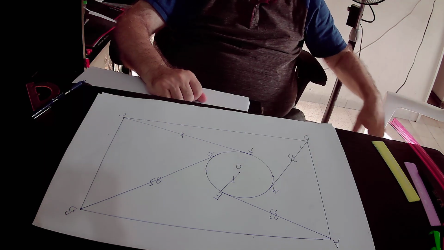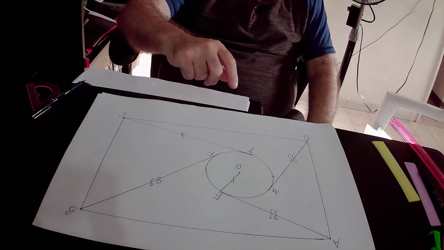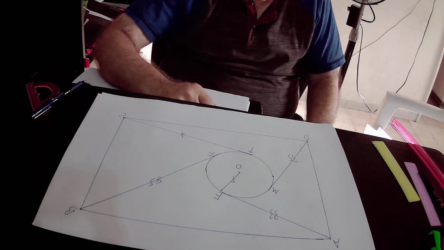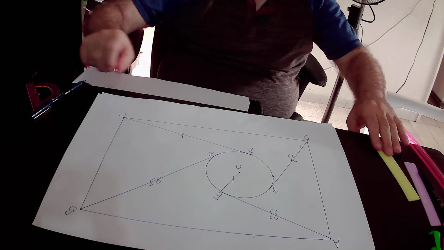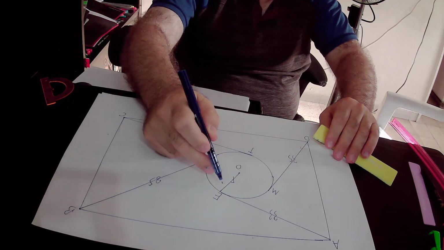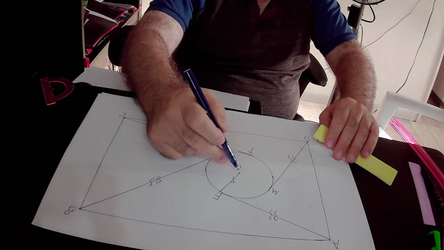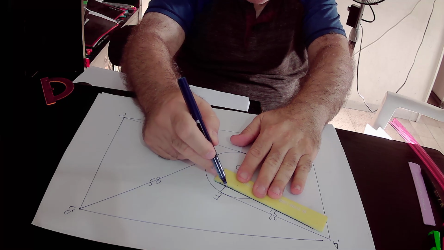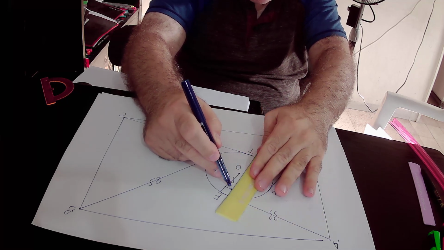In our drawing, we have the radius OE that is drawn to the point of tangency. Therefore, according to rule number 1, tangent AE will be perpendicular to the radius EO. That is to say, this angle will be equal to 90 degrees.